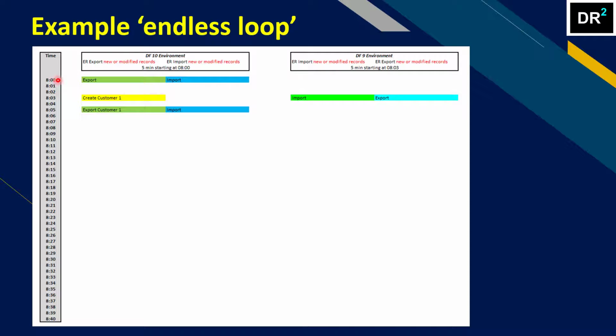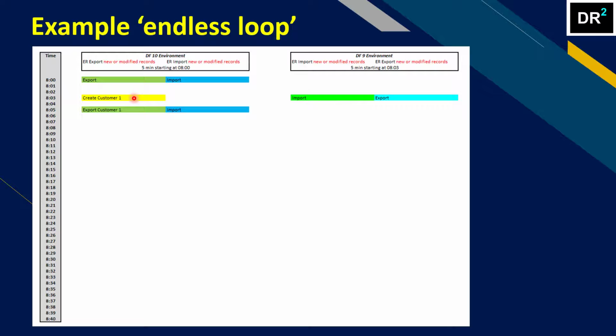And here they start at 8 o'clock, 8:05, 8:10, 8:15, and so on. To keep things simple to illustrate, I said, okay, in DF9 these jobs also run every 5 minutes, but we start a bit later, 8:03, let's say. Okay, and then we have here the creation of a new customer.